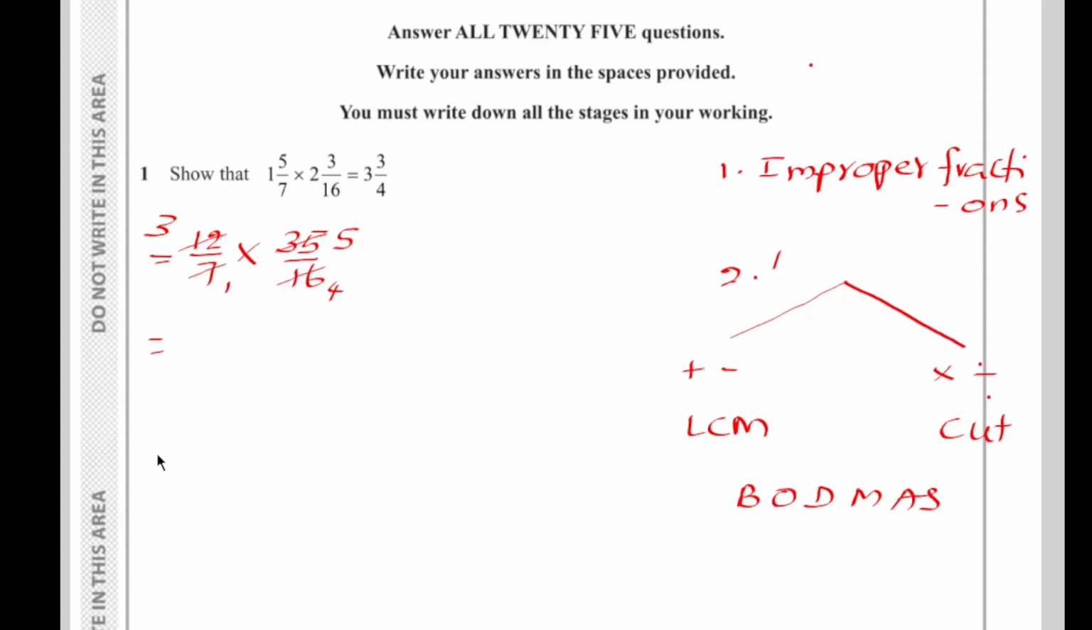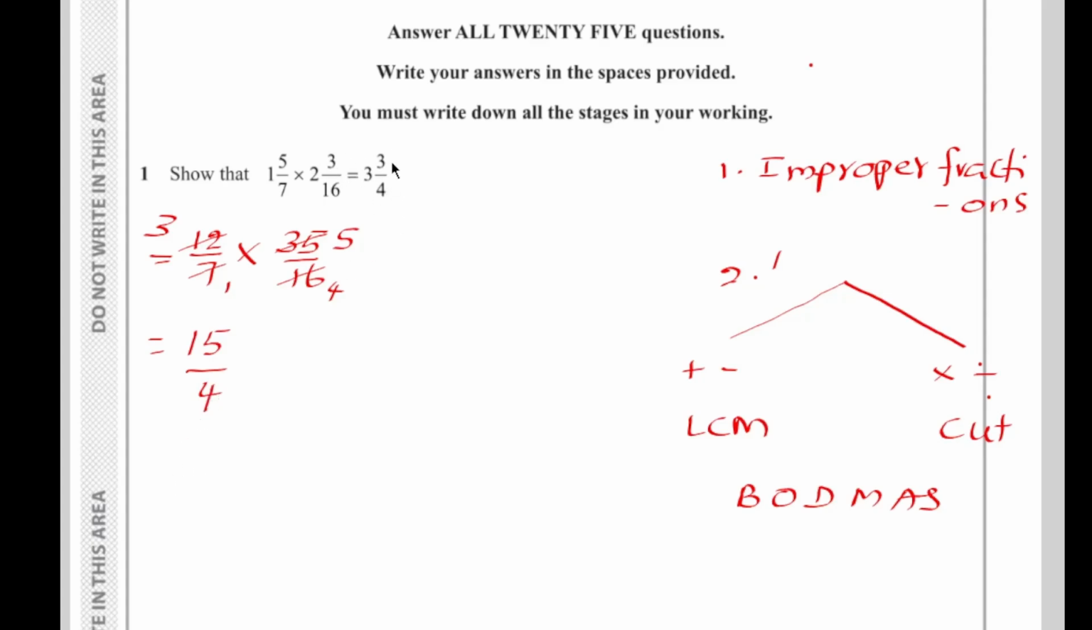Once you multiply, if you are not cancelling out, the answer is 420 over 112. Now plug these values into the calculator and cancel it out. In this case, I'm using the cutting method. So the remaining is 3 times 5, which is 15, over 1 times 4, which is 4. So we need to simplify this one.